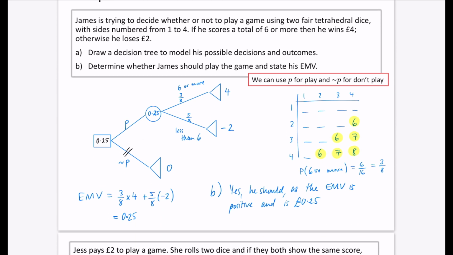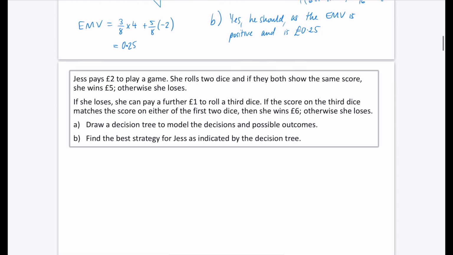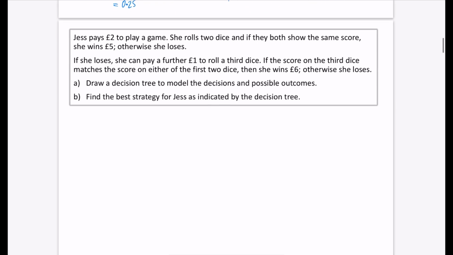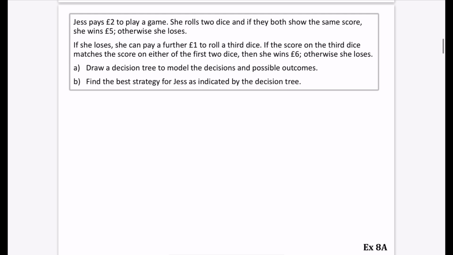So there's that first example of drawing a decision tree. We're going to do a more complicated example of drawing a decision tree. And each time there's a decision to make, we're going to draw something. So Jess is paying £2 to play a game. She rolls 2 dice, and if they both show the same score, she wins £5. Otherwise, she loses. And so she doesn't have to play the game in the first place, does she?